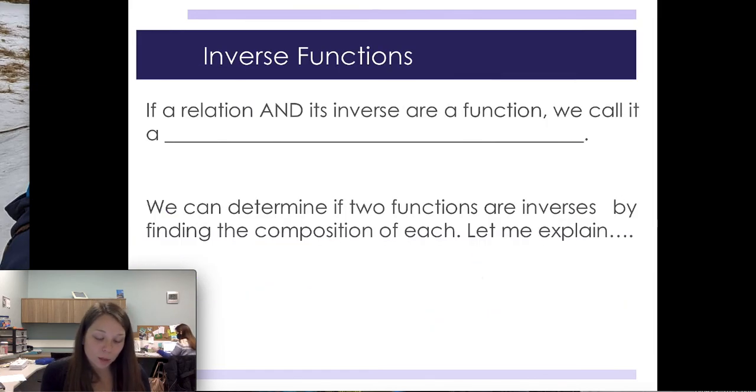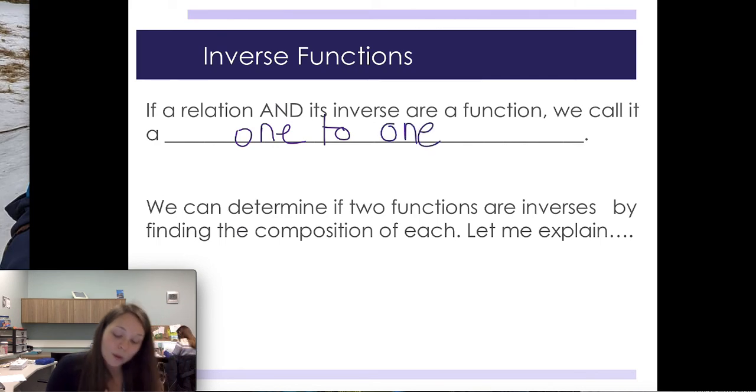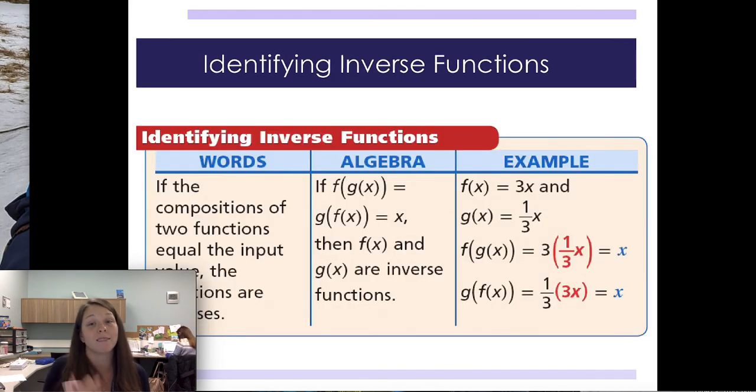The next thing we're talking about is inverses and how we can prove two functions are inverses. So if a relation and its inverse are both functions, we call it a one-to-one function. And we can determine if two functions are inverses by finding the composition of each. And that's what we're going to go through next, and that's our last goal for this lesson.